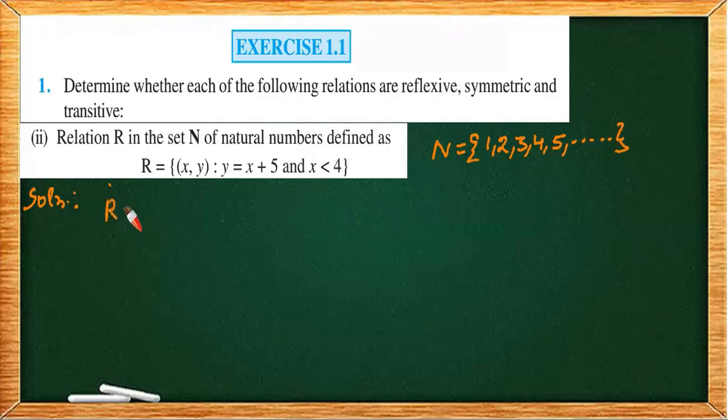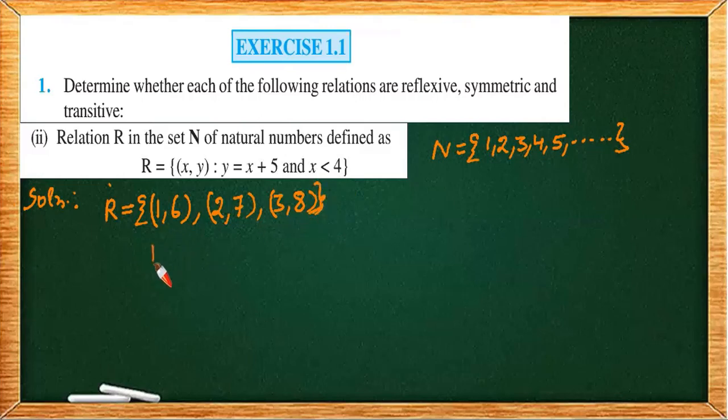Now R is given in definition form. y is x plus 5. We have to write the ordered pair (x, y) here. So let x be 1. So y is 5 more, because y is x plus 5. So 5 plus 1 is 6. So 1 is related to 6. We take 2. 2 plus 5 is 7. So 2 is related to 7. We take x as 3. Then 3 plus 5 is 8. So 3 is related to 8. Now x is less than 4. We can't take 4. So here we close this relation R.